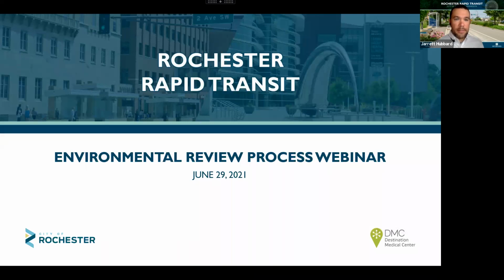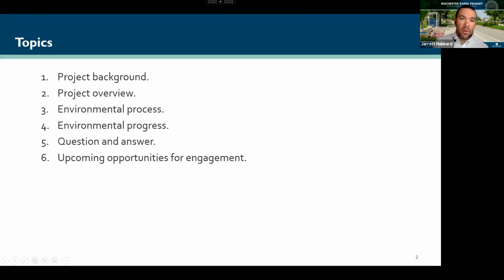Let's move to the next slide, please. In general, I will go through some project background and where we sit with the project. Then we'll talk more generally about the environmental process required by the feds and the FTA, the Federal Transit Administration, sorry for that acronym. Then we'll take a look at the elements that are part of the environmental process, and finish with some early thoughts and signs of where we're going with it.